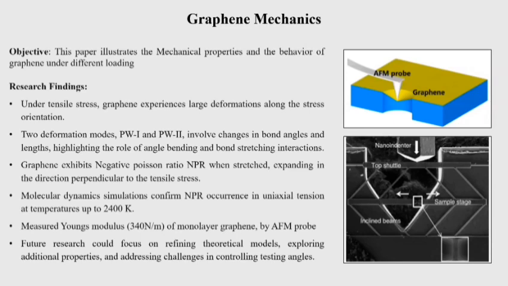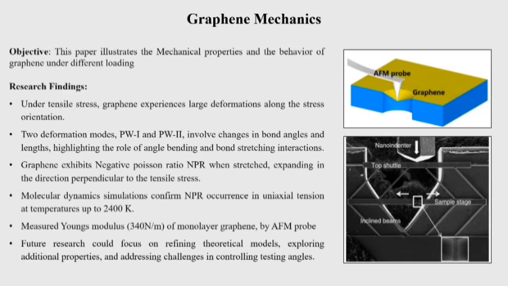the experimental results. And basically, under tensile strength, graphene experiences a large deformation along the stress orientation. And this deformation is primarily of two kinds, involving change in bond angles and bond length, respectively. And then graphene exhibits a particular property called negative Poisson ratio. That's basically when you have a tensile load, the lateral distance increases rather than decreasing. And this is applicable only in graphene.